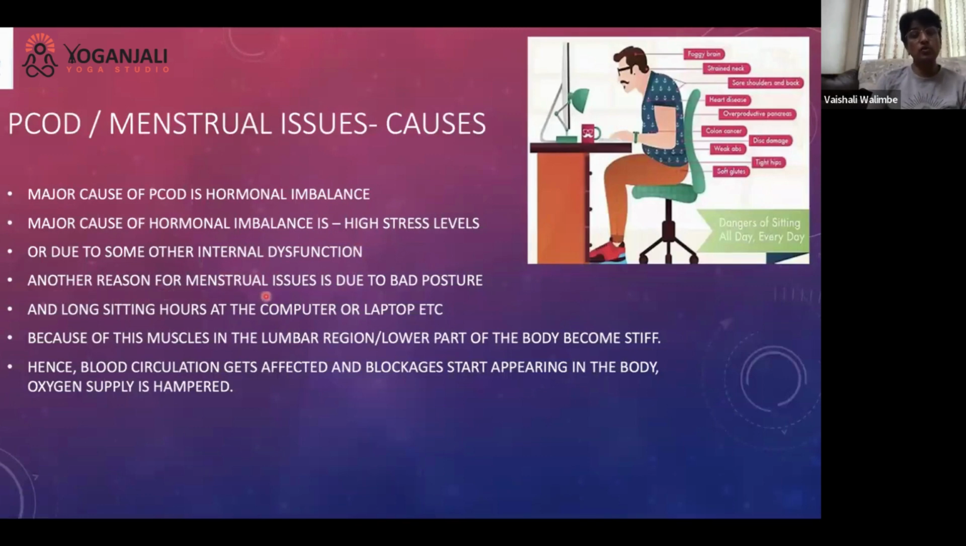Another reason for menstrual issues, now we come to menstrual issues. We are leaving hormonal imbalance behind and going forward to menstrual issues. Why does this happen? Many times due to bad posture, not sitting properly. What happens if you don't sit properly? Sitting long hours on the laptop and computer, but not in the fashion that your body requires. So what happens? This lumbar region, the back part, and the lower part of the body becomes stiff. There is no blood circulation in the body.